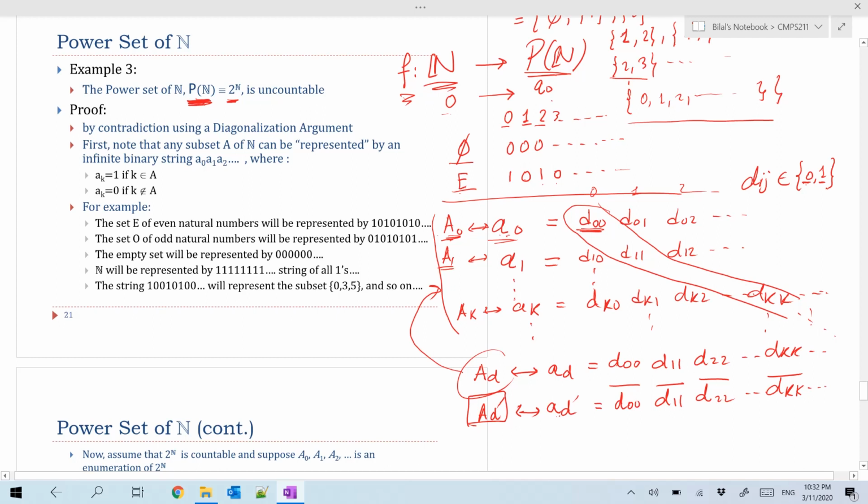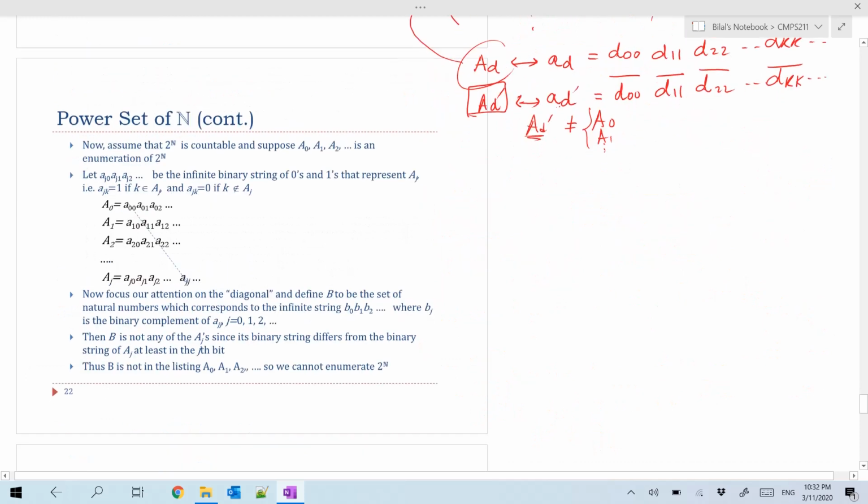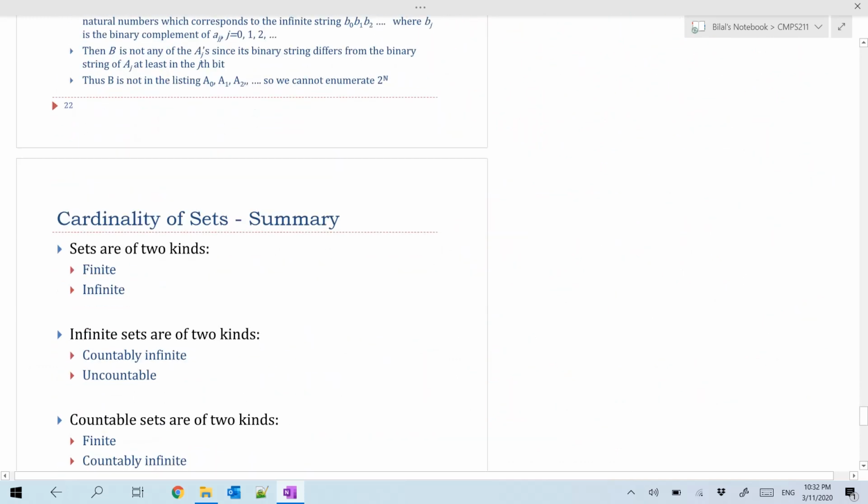So finally, AD prime cannot be equal to this set A0, nor A1, and so on and so forth. It's different than all of them. And it means that the so-called bijective function that we pretended to have is not finally bijective. It didn't map this set to any integer in N. So since there is no bijection between N and P of N, then clearly P of N is an uncountable set. It is uncountably infinite. Good. You can read the details in the slides, and here comes the final summary.